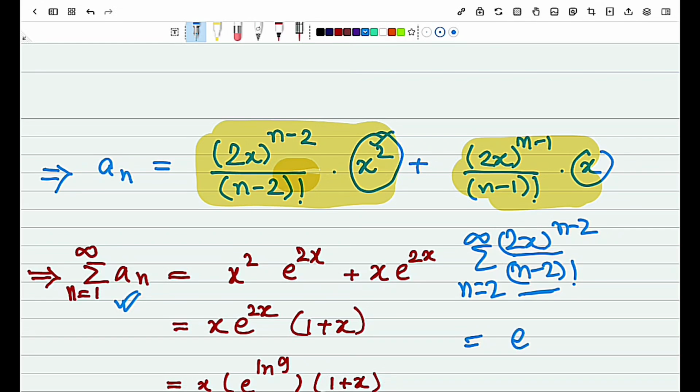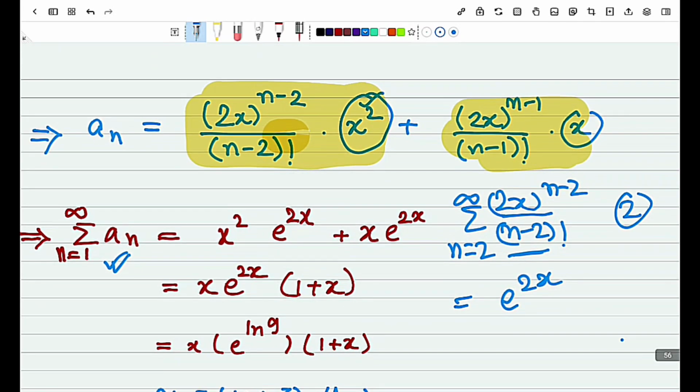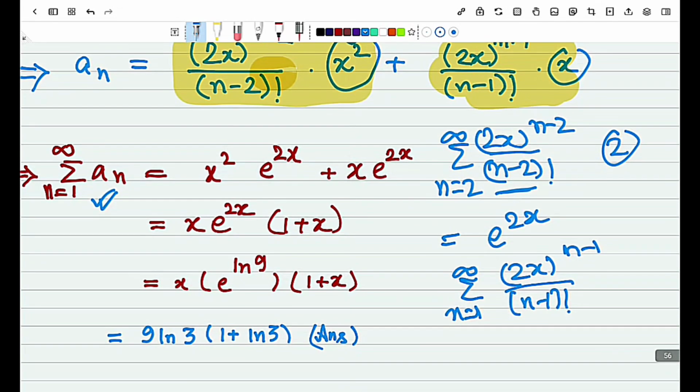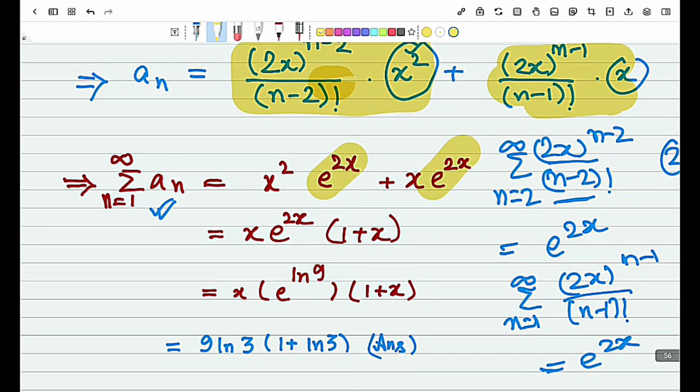So this is just equal to e to the power of 2x as explained in hint number 2, right? You may follow hint number 2. This is equal to e to the power 2x. Also the summation of 2x to the power of n minus 1 divided by n minus 1 factorial, starting from n equal to 1 to infinity, is also equal to e to the power 2x, right? So that is what I have done here, that is e to the power 2x and e to the power 2x. Now I can take x times e to the power 2x as common outside the bracket, and we will be left with 1 plus x.